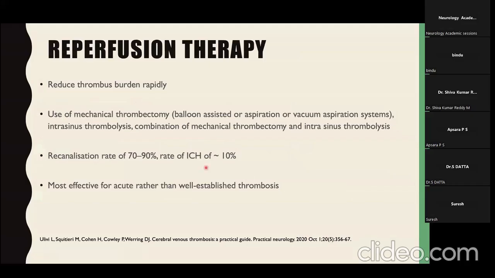Reperfusion therapy reduces thrombus burden rapidly. It uses mechanical thrombectomy with or without intrasinus thrombolysis. Recanalization rates achieved were 70 to 90%, but ICH was seen in around 10% of the patients. Most effective for acute rather than well-established thrombus.